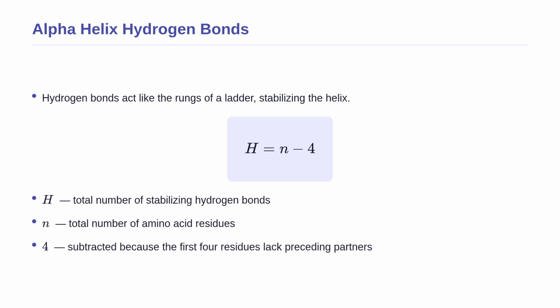The variable n is once again the total number of amino acid residues in the sequence. We subtract the number 4 because the first 4 amino acids in the sequence do not have a preceding partner to form a hydrogen bond with. Hydrogen bonding in an alpha helix always occurs between a residue and another residue located 4 spaces ahead of it. As the number of residues increases, the number of bonds increases, making the structure much more stable.